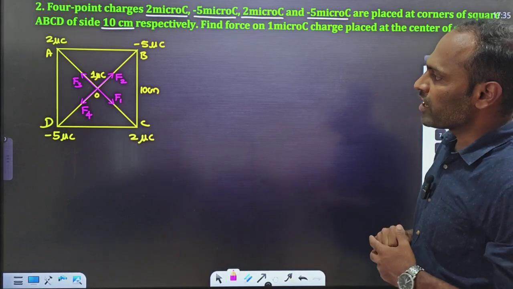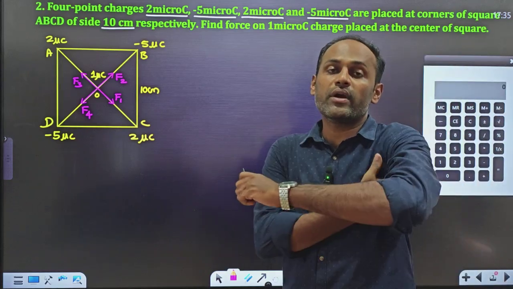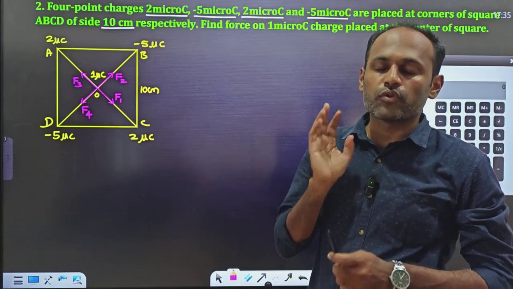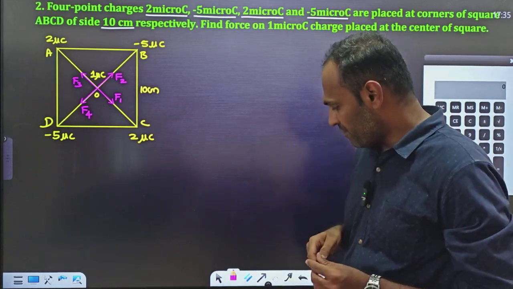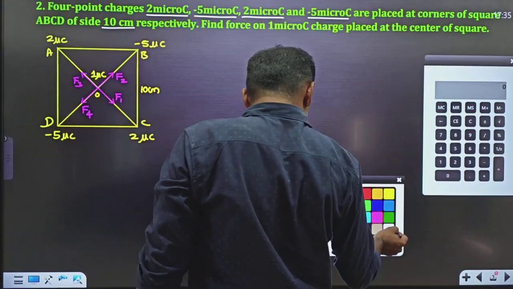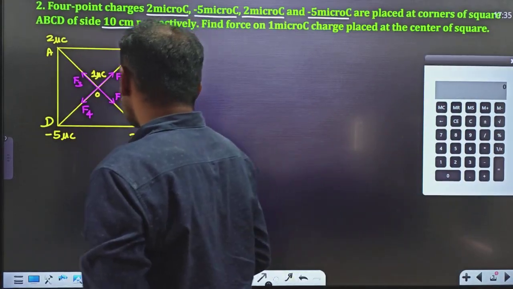So what we have to do is calculate these 4 forces first. We have to calculate these individual forces. But before that, observe a little bit and see.